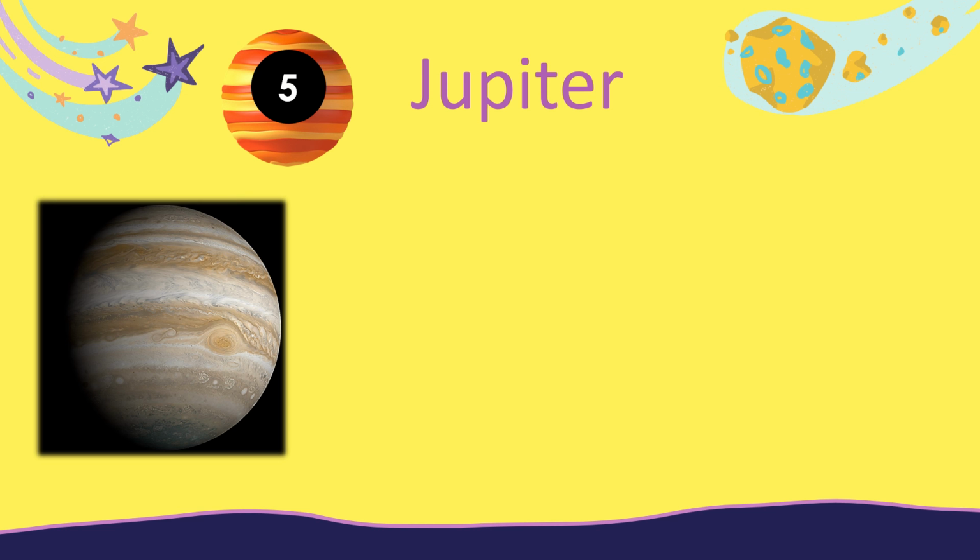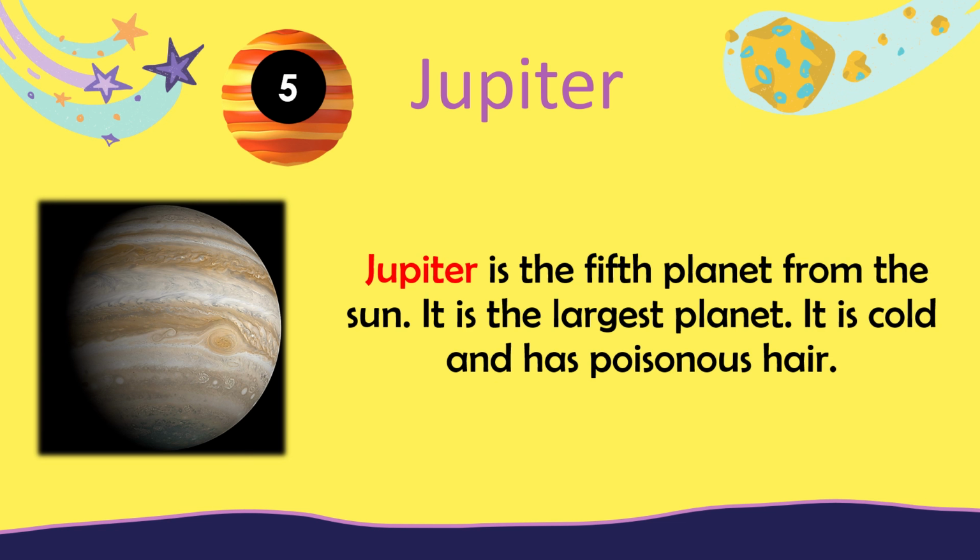Number 5, Jupiter. One more time. Okay. So Jupiter is the 5th planet from the sun. It is the largest planet, or the biggest planet. It is cold and has poisonous air.